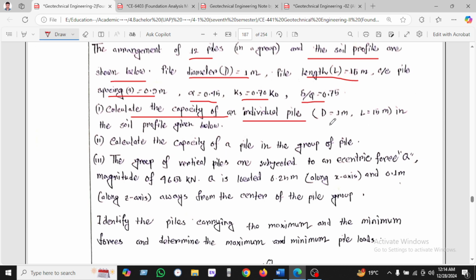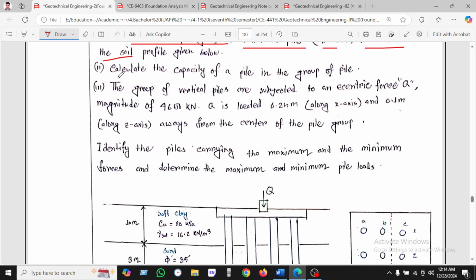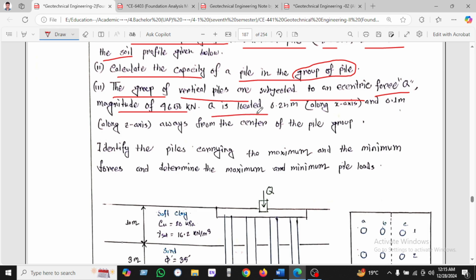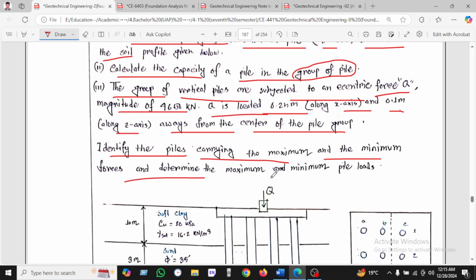At first, diameter is 1 meter and L is 15 meter and the soil profile is given, and calculate the capacity of pile in the group of pile. Okay, and the group of vertical piles is subject to an eccentric force. Q is given with magnitude 4650 Newton. Q is located 0.20 meter along the x-axis and 0.40 along the z-axis, away from the center of the pile group. Identify the piles carrying the maximum and minimum forces.